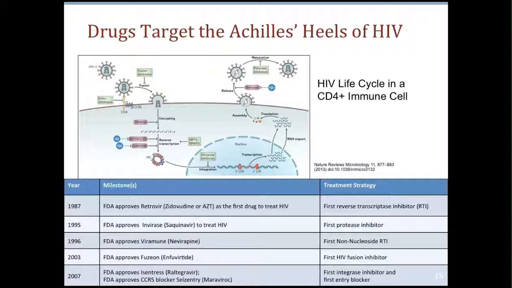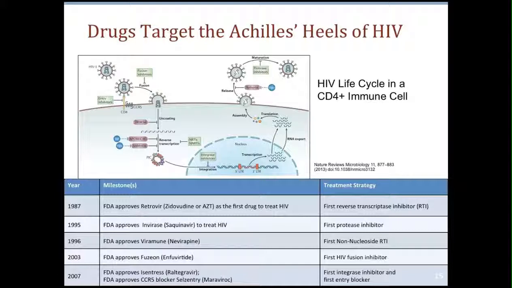And then less than a decade later came the discovery of a set of medicines, the first of which approved was Invirase, which blocks the maturation step of the virus. This is an inhibitor of the protease that's required for viral maturation after it's left the cell. And then since 1995 there's been a host of approvals: new reverse transcriptase inhibitors, new fusion inhibitors, and inhibitors of the HIV integrase, the enzyme responsible for getting this piece of viral DNA into the human genome. Also, the first entry blocker was approved in 2007, blocking this step in the life cycle.